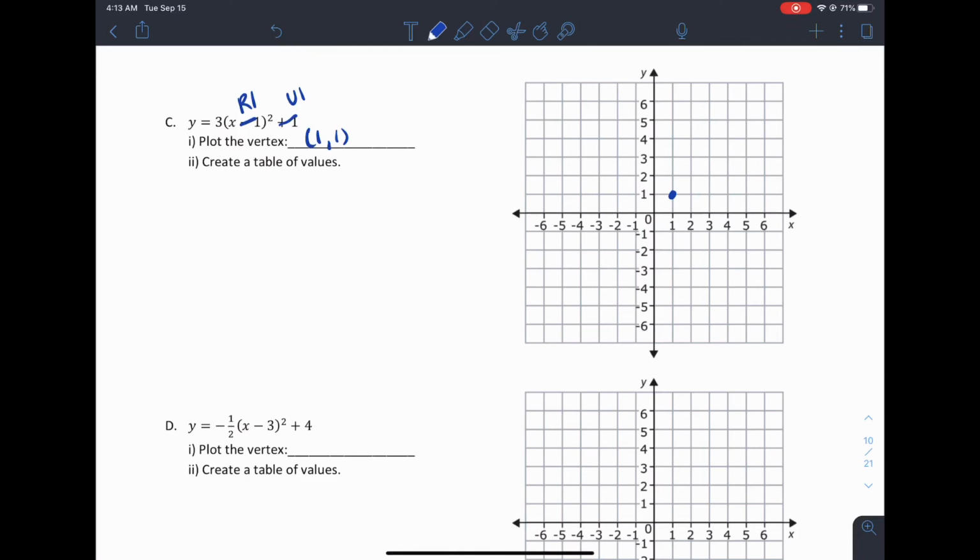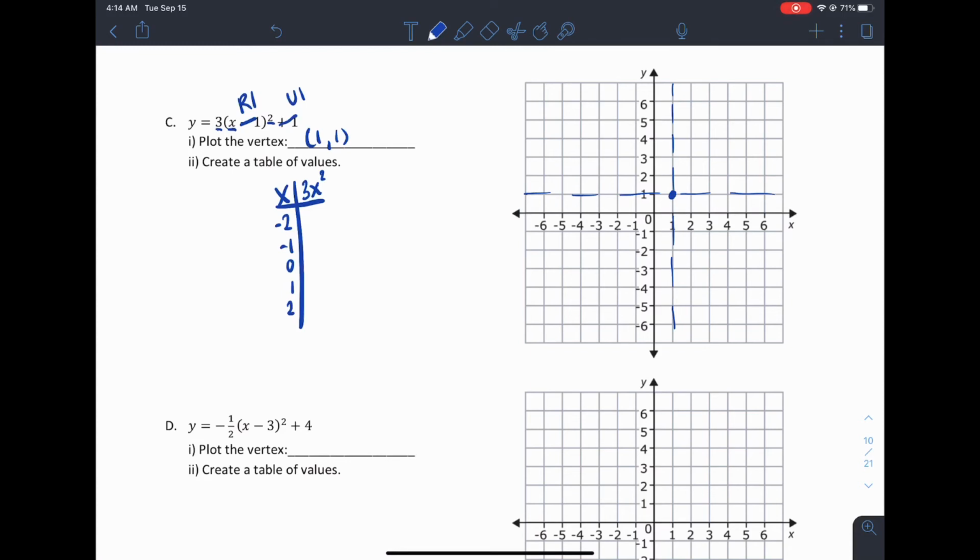Now I want to create a table of values. What do I have left over? Well, my inputs are x, and I have 3x squared left. Negative 2, negative 1, 0, 1, and 2. And remember, it's kind of like we have our axes that moved. These dotted lines aren't really there.